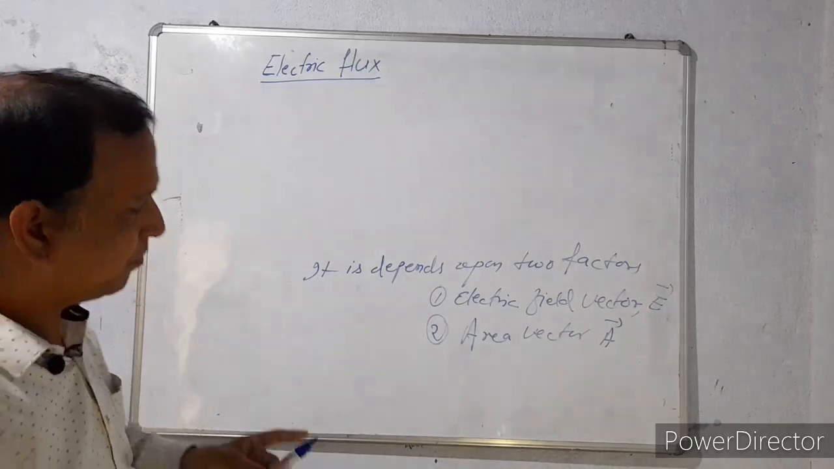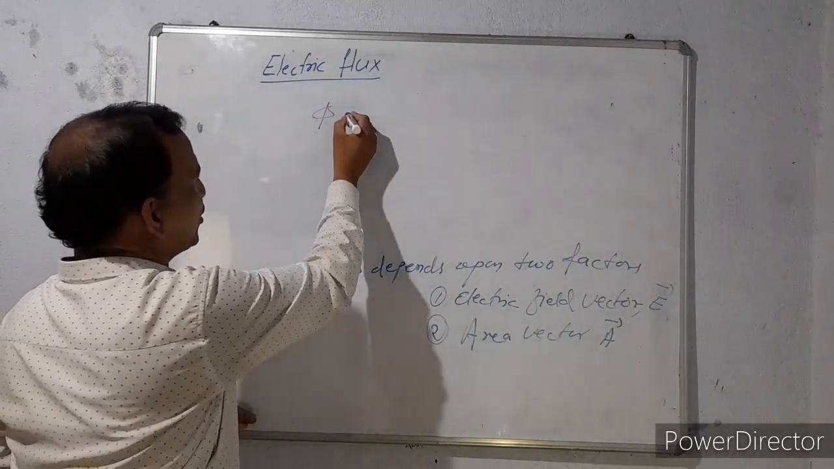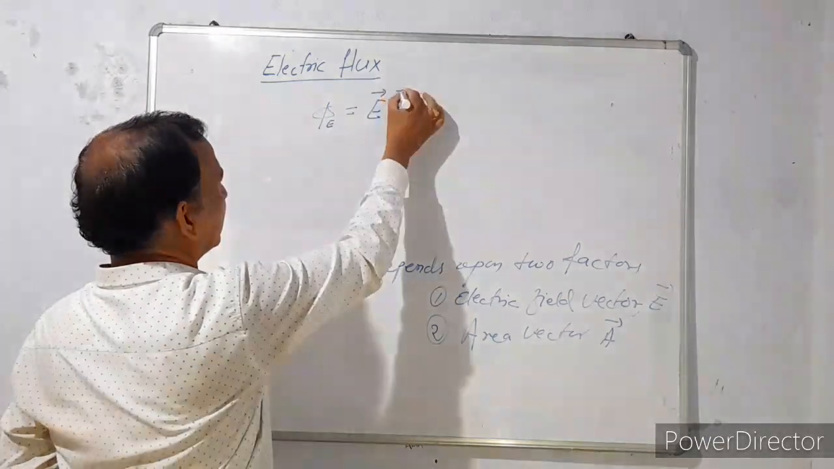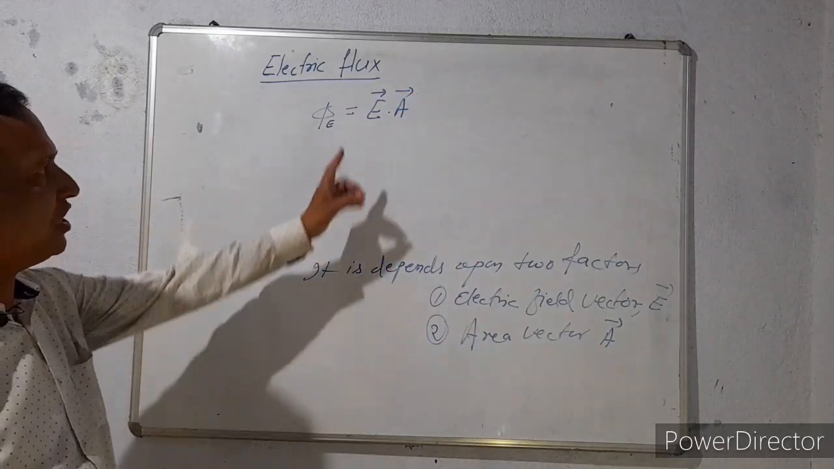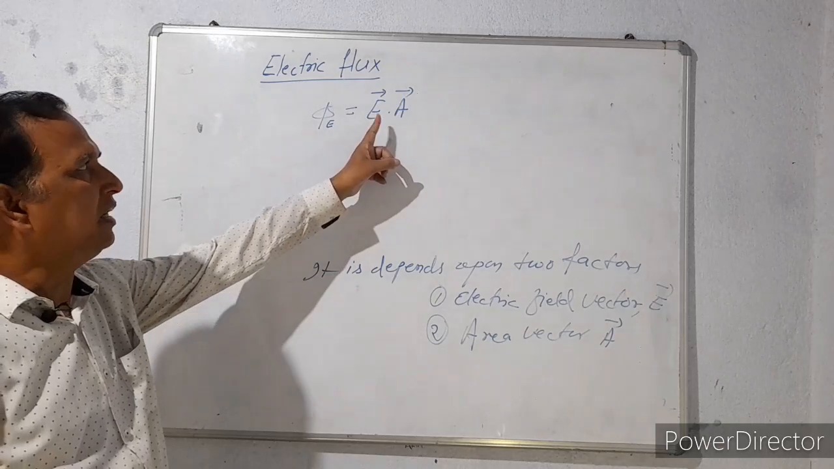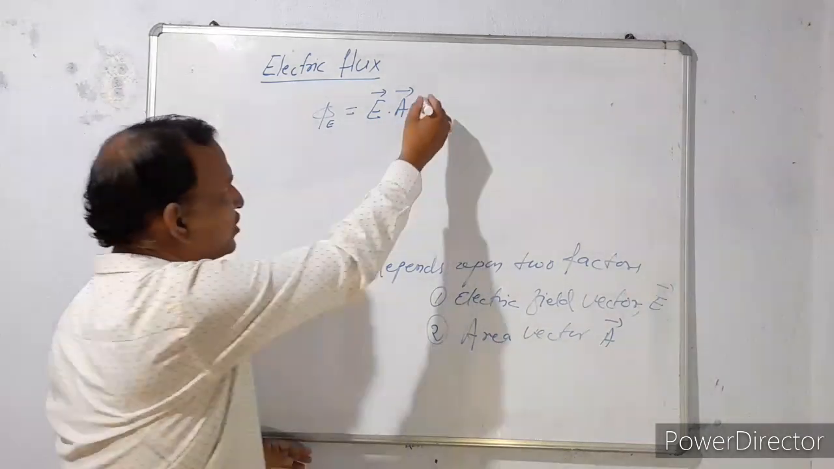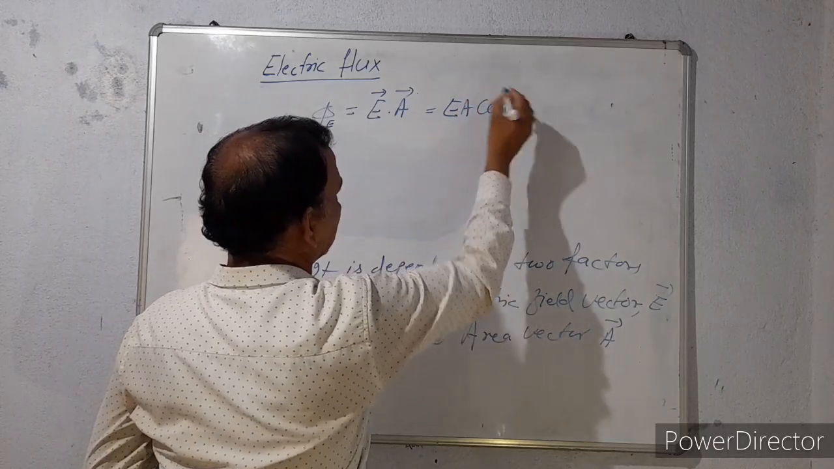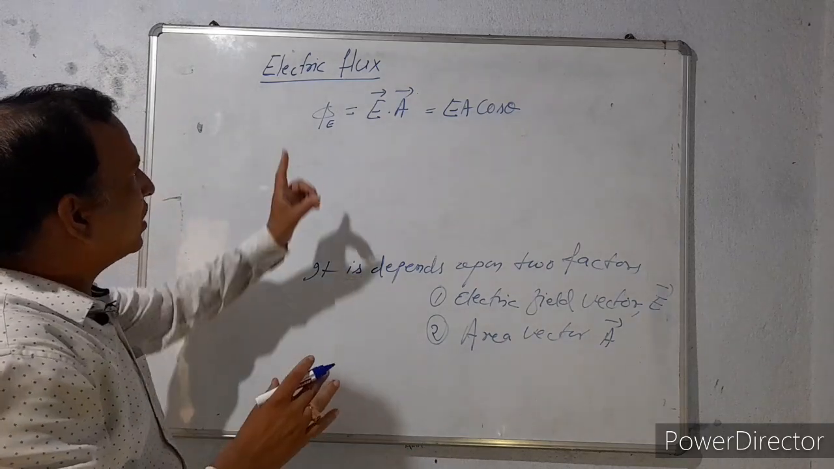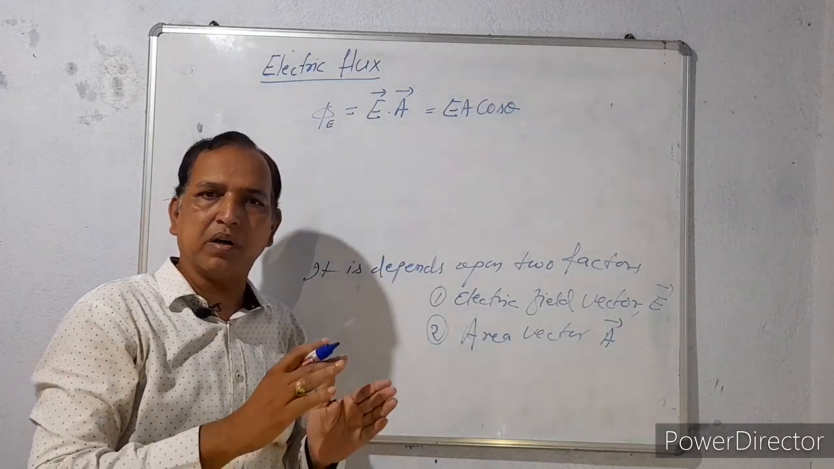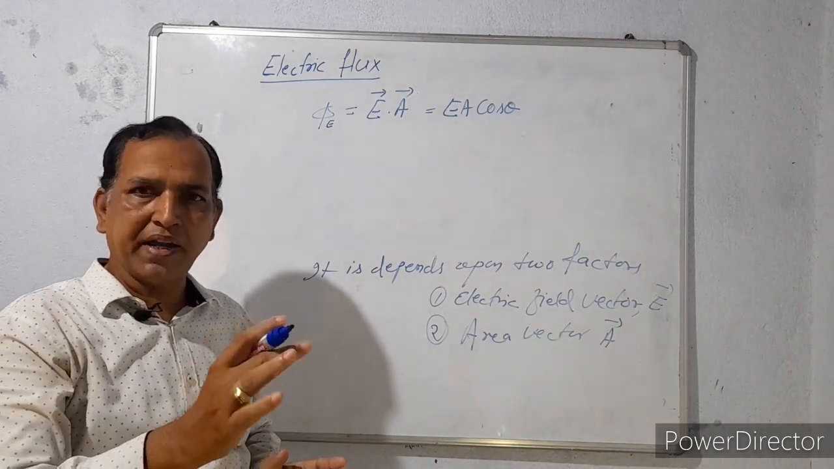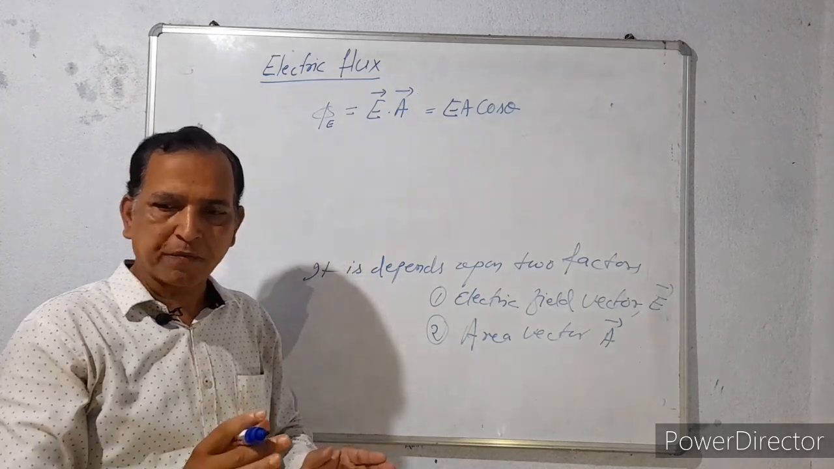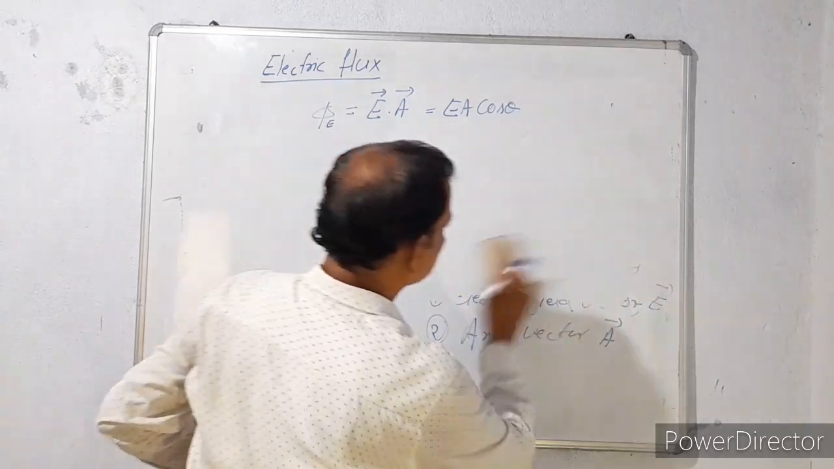So that is phi, phi E is equal to E dot A. So it is the dot product of electric field vector and area vector. So that is also equal to E A cos theta. Clear? Before that, we clear electric flux is the number of electric field lines passing perpendicularly to the plane surface. So for that, give some examples.